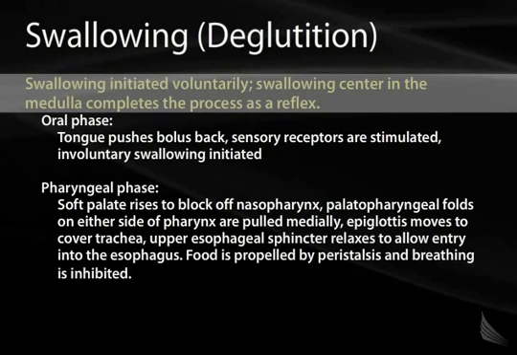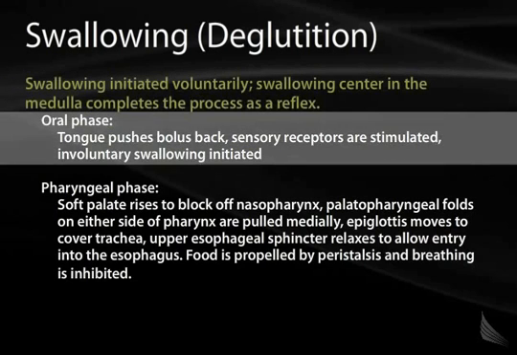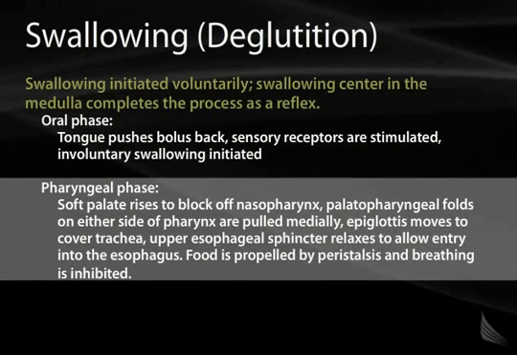Swallowing is initiated voluntarily in the swallowing center in the medulla, and the process is completed as a reflex. In the oral phase, the tongue pushes a food bolus back, sensory receptors are stimulated, and involuntary swallowing is initiated. In the pharyngeal phase, the soft palate rises to block off the nasopharynx. This prevents food from coming out of your nose. Then the palatopharyngeal folds on either side of the pharynx are pushed medially, and the epiglottis moves to cover the trachea. Otherwise, food would go down into the lungs and we would all choke.